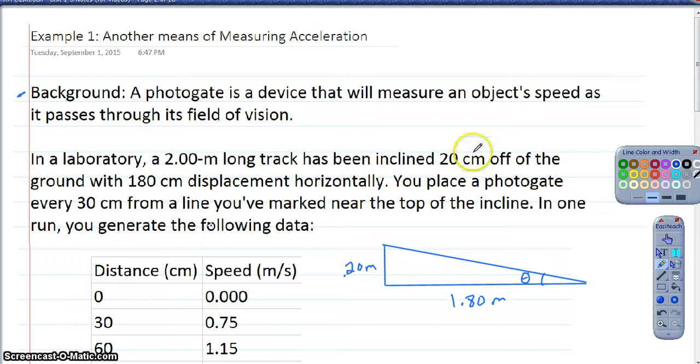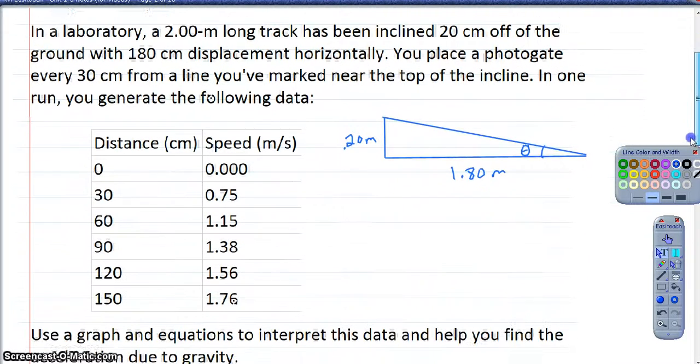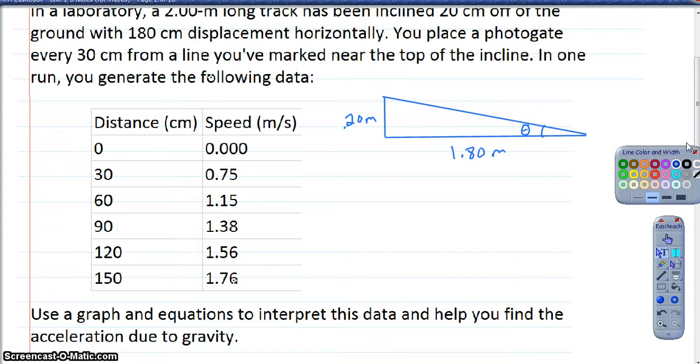But anyway, you place a photogate every 30 centimeters from a line you've marked near the top. So you place a photogate at every one of those distances, and then you generate the following data. Based on the photogates, obviously at 0 we know it was started from rest, so it was at 0. And then at 30 centimeters we found the speed to be 0.75 meters per second, at 60, 1.15, and so on and so forth. So then I ask you, just generically, use a graph and equations to interpret this data and help you find the acceleration due to gravity.